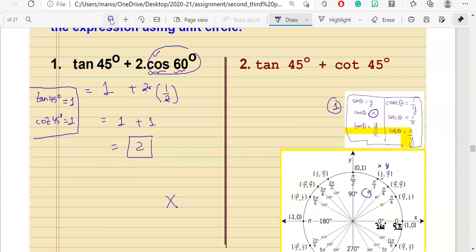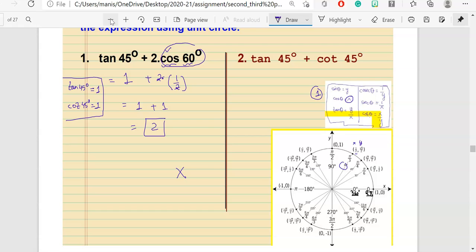Let's look at the second question over here. Second problem, it says tangent 45 plus cotangent 45. This one is a piece of cake. What is the value of tangent 45? Look at the left side. It is 1, plus. What is cotangent 45? So from this we came to know it is 1. So this is 1 over here. What is 1 plus 1? This is your 2. So we got the answer for this problem.